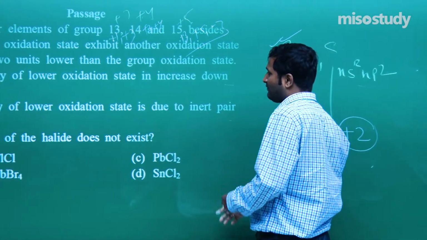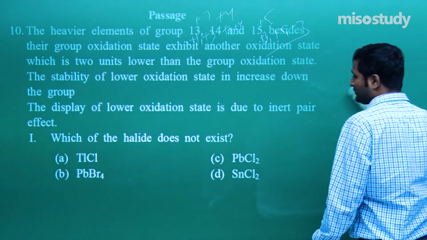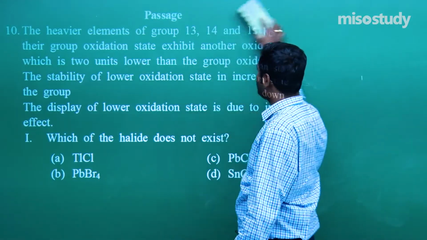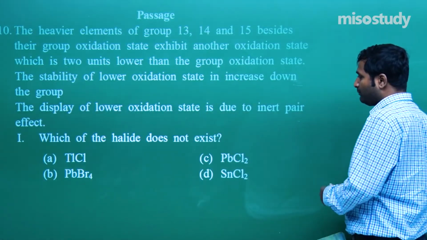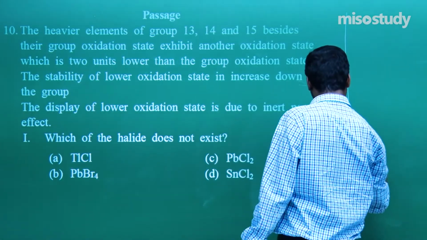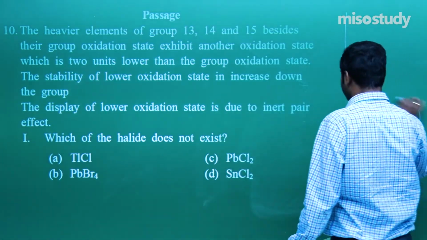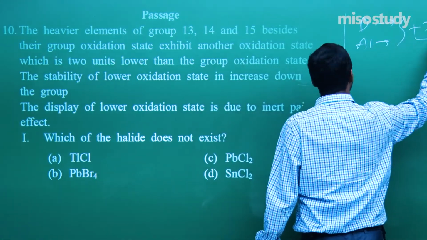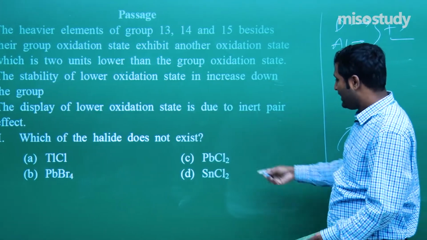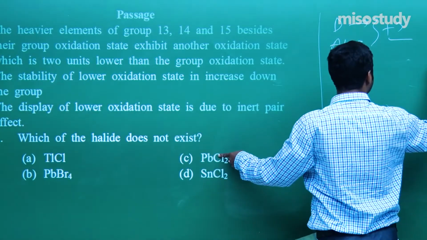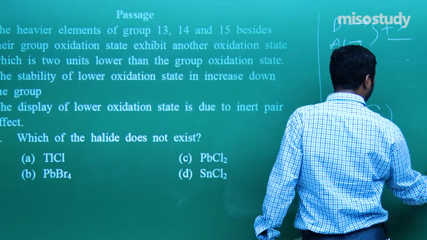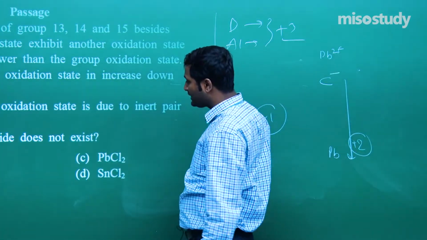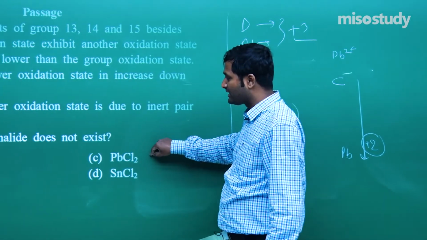Now read the question carefully. What is given here? Which of the halides does not exist? TlCl. Yes, it exists because lower down the group there comes thallium, so it can exhibit +1 oxidation state. But boron and aluminium show +3 oxidation state. Yes sir, TlCl exists. PbCl2, Pb is in +2 oxidation state. Upper side carbon but lower side Pb, down the group +2 oxidation state is more stable in case of group 14 elements. So this also exists.